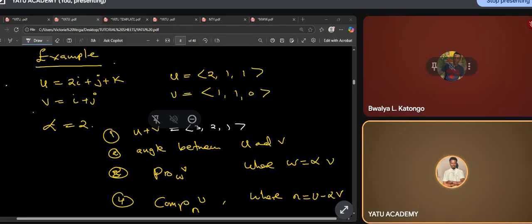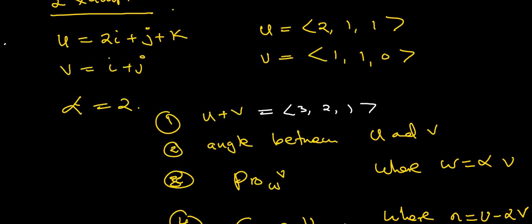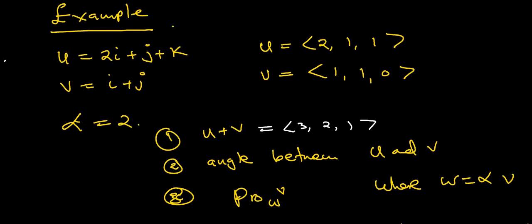We have vectors u and v with a constant alpha, and we want to get these questions that have been given to us here. So the first one is easy. They just want us to get the summation of u and v, which we have by adding the matching components. So x and x, y and y, z and z. So this can also be written as 3i plus 2j plus k. It's okay even if you leave it like this.